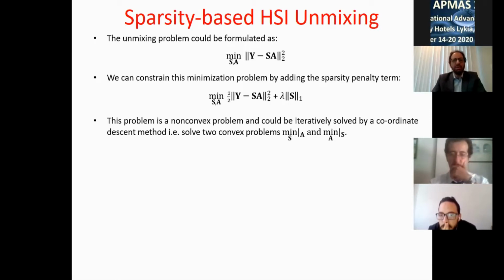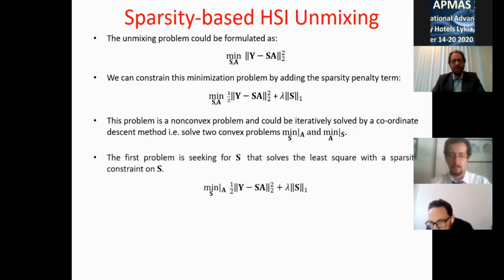It's hard to do. So what we do here is something called coordinate descent, where we fix S and optimize for A, and then fix A and optimize for S, and you keep doing this in an iteration until convergence. And the good news is that when we fix S and optimize for A, and fix A and optimize for S, we end up solving two convex problems, where we're minimizing over S with A constant, and minimizing over A with S constant. So these are two problems that are relatively easy to solve because they're convex.